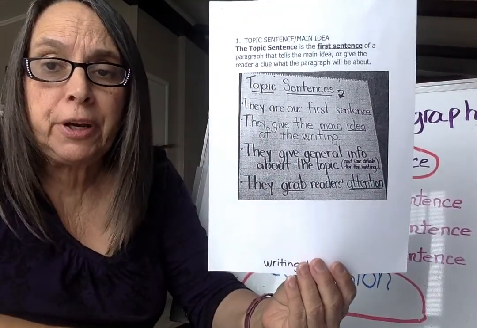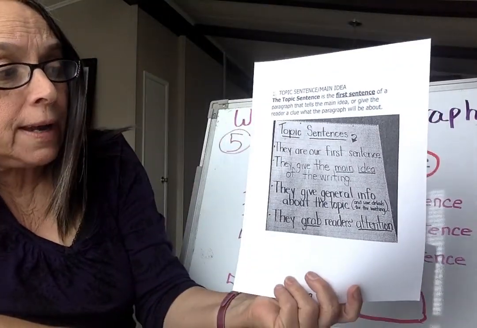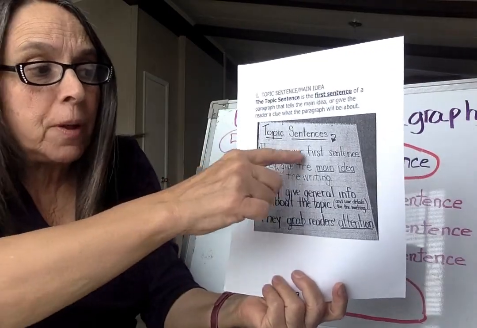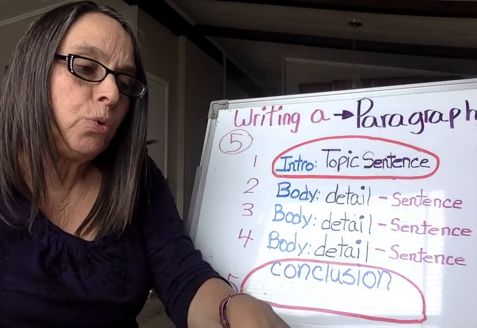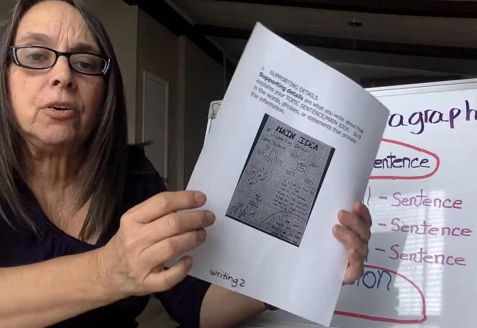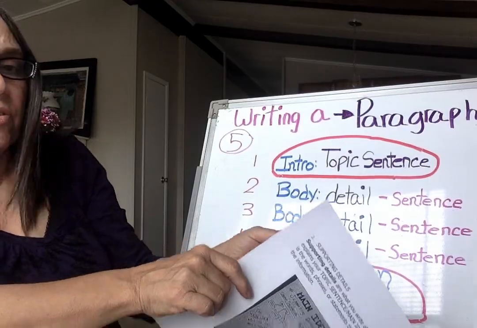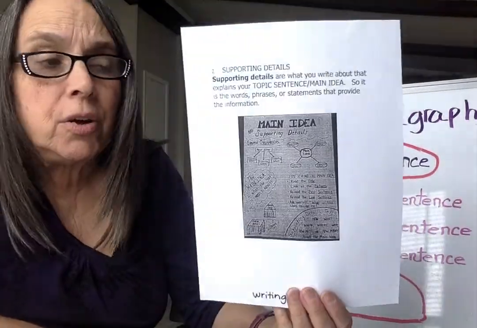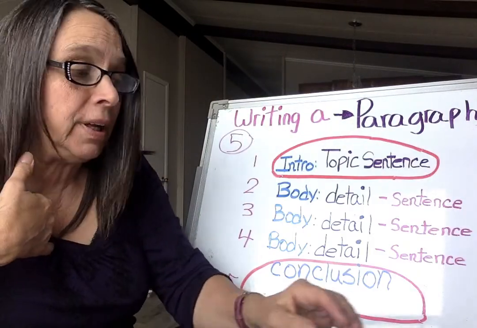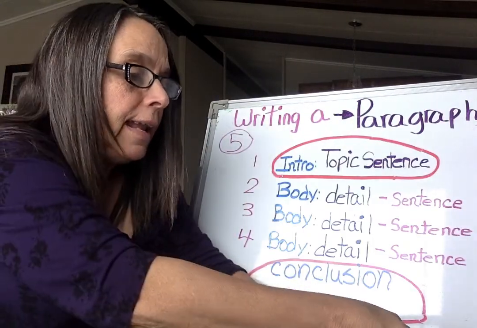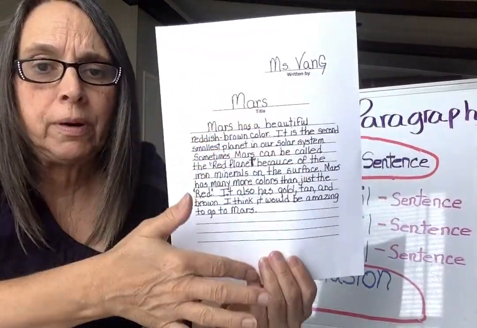You have this paper here to remind you what a topic sentence has in it, okay? It gives you the main idea of the writing. Number 2, supporting details are the sentences. Right here, these are the sentences. Those are the supporting details about the main topic. So let me read you my supporting details in my paragraph. Now, I also use the same page you're going to use to write your report.